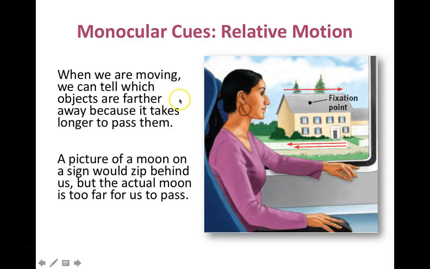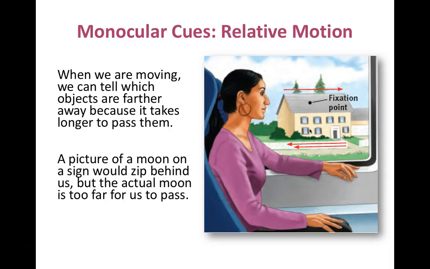Relative motion. You get on a train, an above ground train. So when we're moving, we can tell which objects are farther because it takes them longer to pass by. So something way in the distance is going to take longer to pass by than something right on top of us. So relative motion is another cue to depth.